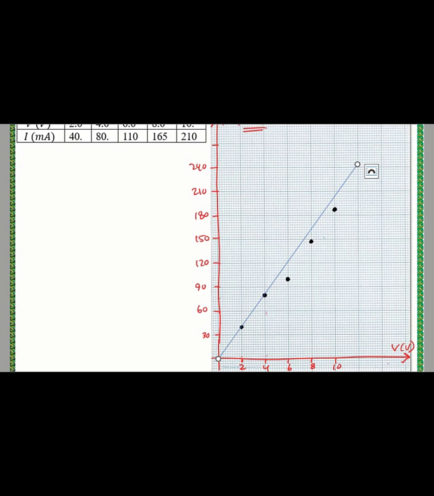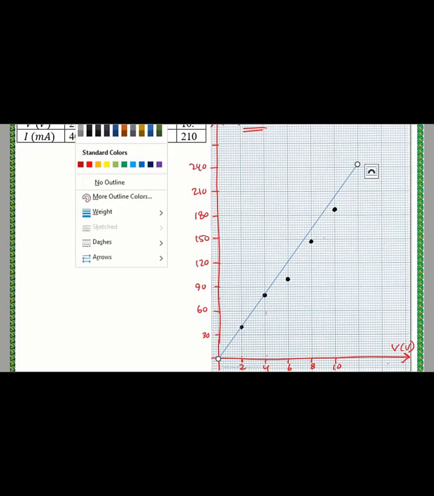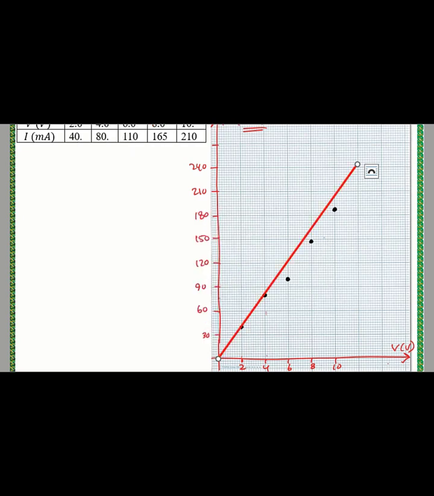Okay, it's a very wrong line, but I want to teach you how to draw a best fit line. Now this is my line. It is not a best fit. Why? Because yes, it passes through 0, 0. It passes through 2 points, but the other 3 points are below it.